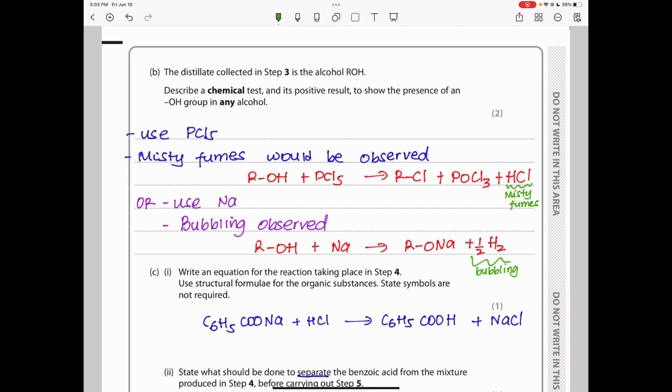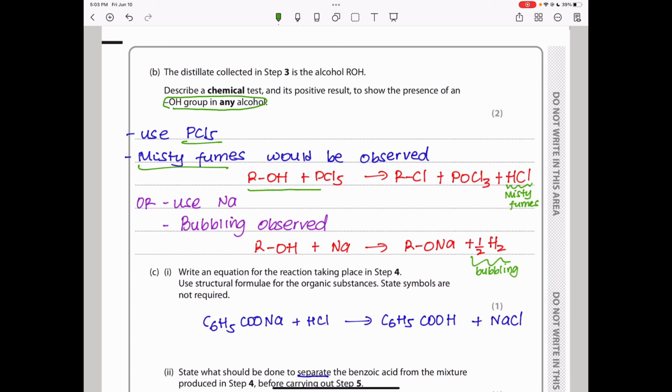Describe the chemical test and its positive result to show the presence of an OH group. An alcohol, OH group in any alcohol. So for the OH group, we can use PCl5 or we can use sodium. If you use PCl5, phosphorus pentachloride, you're going to get misty fumes that are going to be observed, misty fumes.